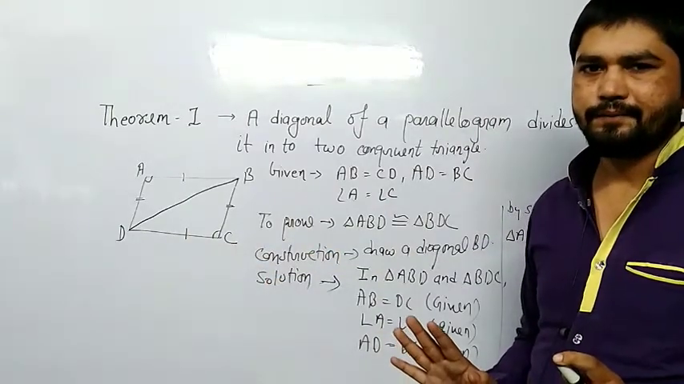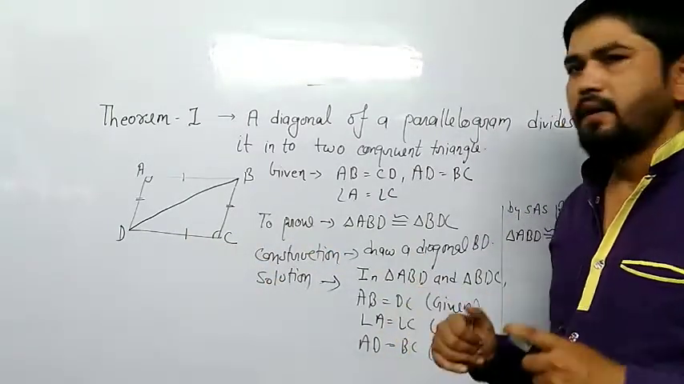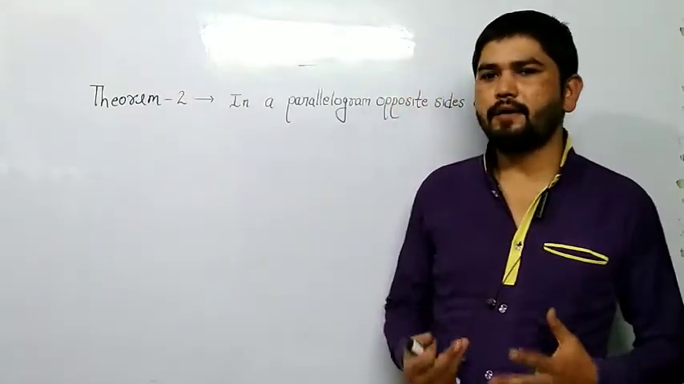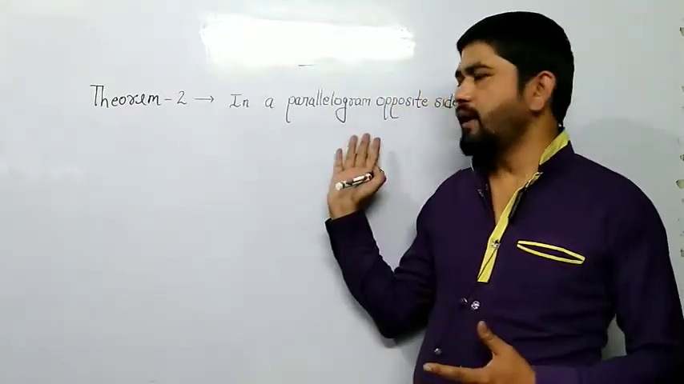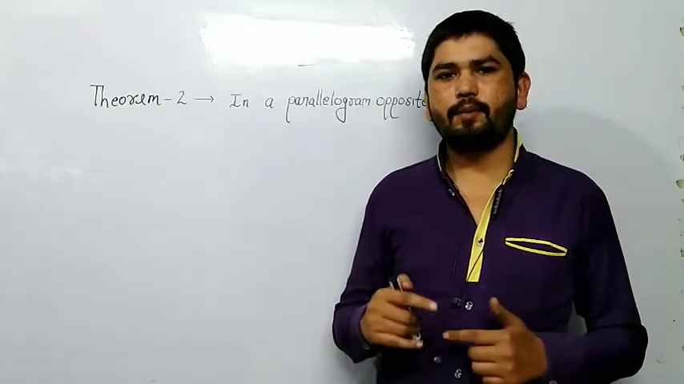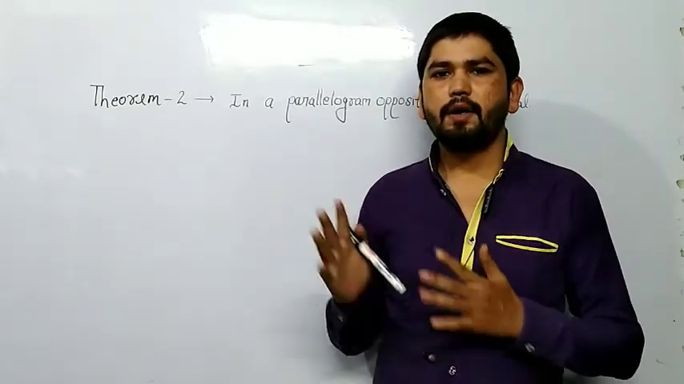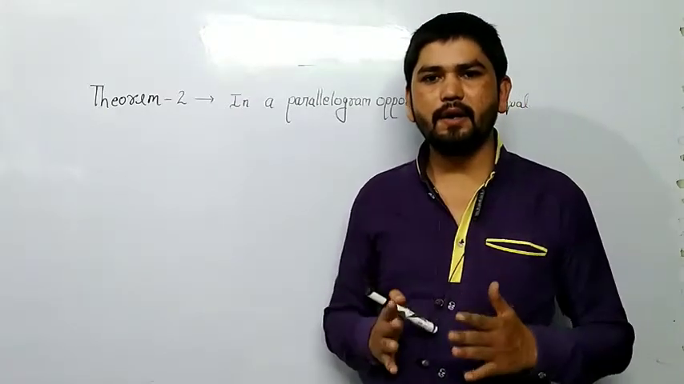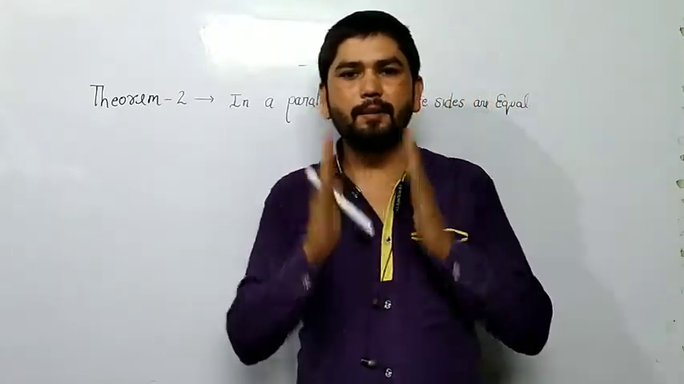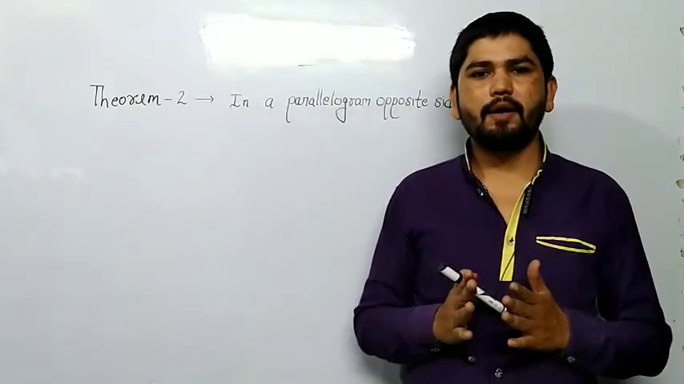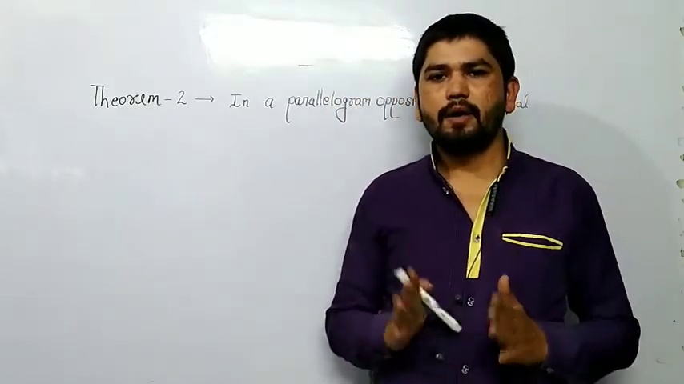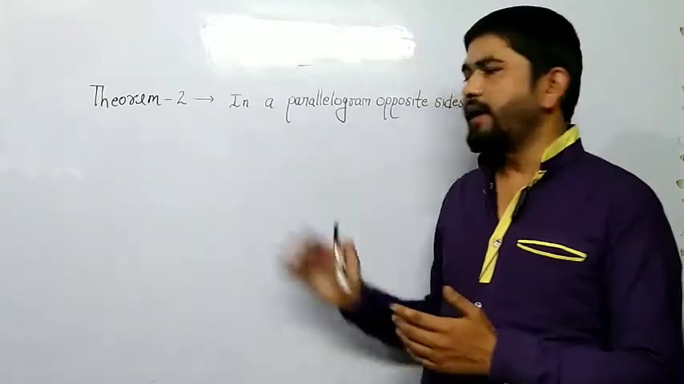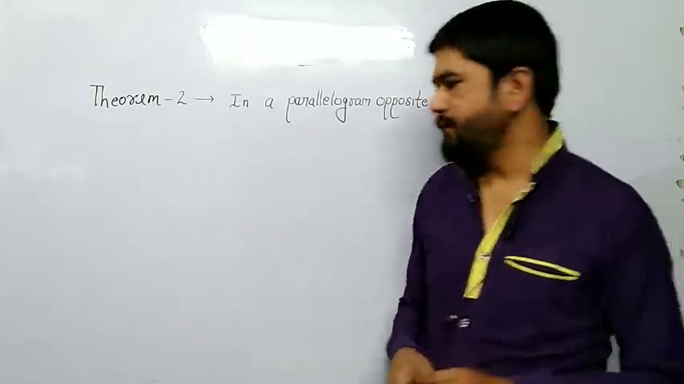Okay guys? Okay. Now we'll study the second theorem. Okay students, so the second theorem is: in a parallelogram, opposite sides are equal. This property I have already taught you in video 1. But here we need to prove it. The opposite sides of a parallelogram are equal. This thing we need to prove here. Okay. So to prove it, we need to draw a parallelogram first.